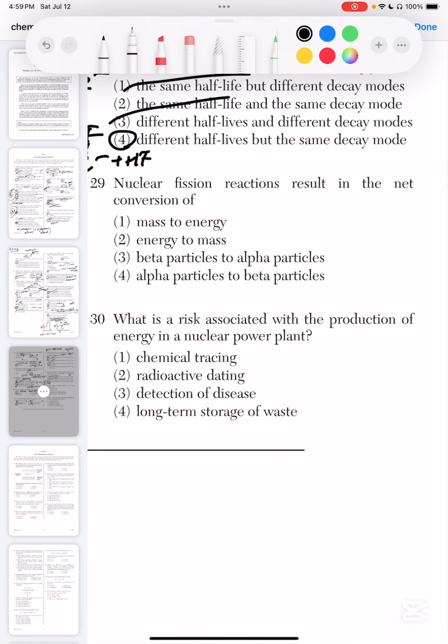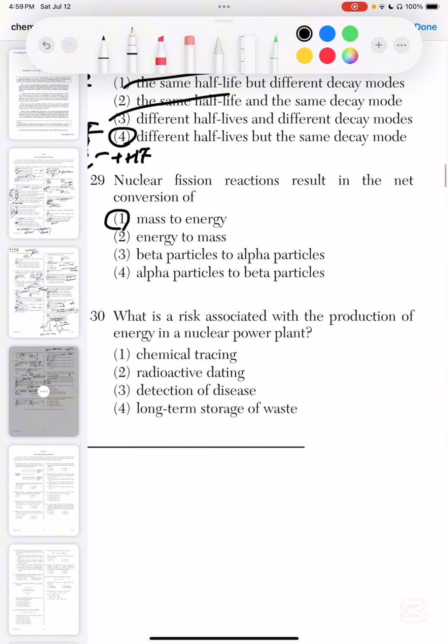Nuclear fission reaction results in the net conversion of mass to energy. Yeah, mass to energy, because nuclear reactions are very well known for producing a heck of a lot of energy. If you compare the amount of reactants that you have to normal chemical reactions, you would find that nuclear reactions produce very, very significantly different amounts of energy compared to typical chemical reactions.